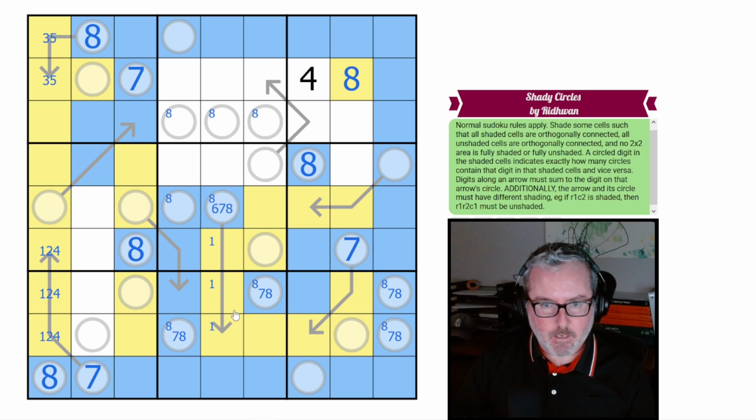Okay, now that we have some 7s, what can we do with it? Let us think. We could put a 3, 4, 5, or 6 in here. Whether that really does much good, because again, we can't have a 9 in the circle.